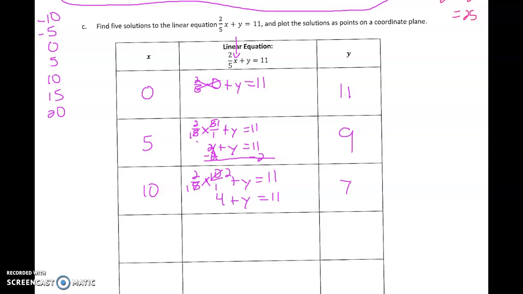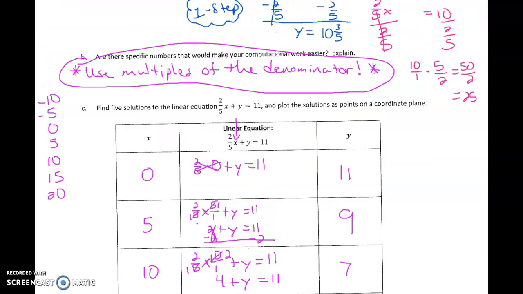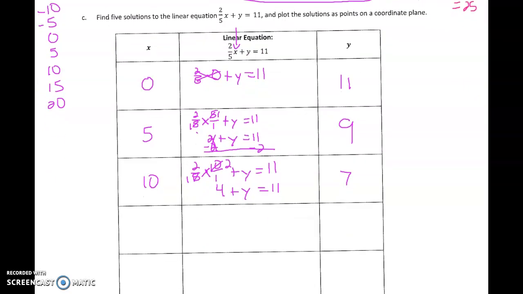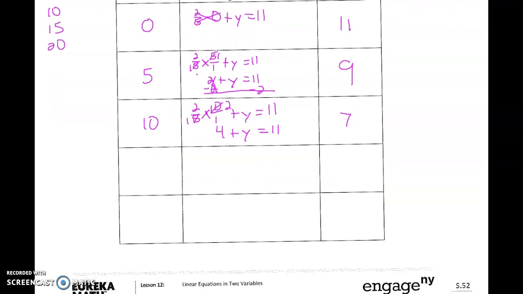Okay, so the big purpose of this is that if you use one of the multiples of your denominator, your fraction is going to go away. So I know we're supposed to do 5, but I'm just going to cut out here. Let's plot these points. So this is the point 0, 11, 5, 9, and 10, 7.